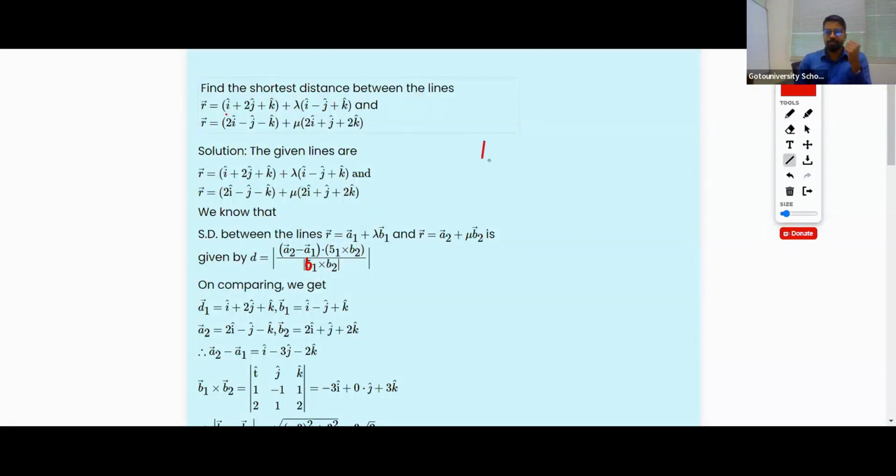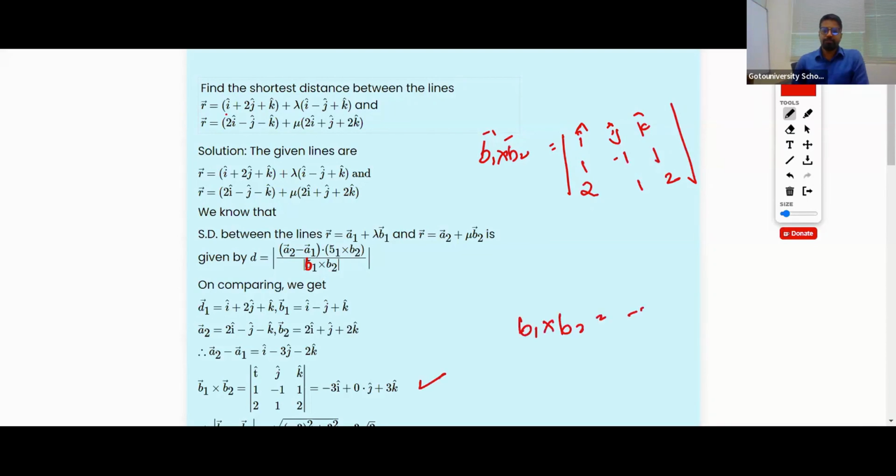Cross product is nothing but a determinant, right? Determinant of this, which we have already understood from the previous class. So we'll just directly write the values of this: vector 1, minus 1, 1. This is 2, 1, 2. So when you solve, this is what you're getting. That is b1 cross b2 is minus 3i plus 3k. Okay, and its magnitude can be taken as the square root of 3 squared plus 3 squared, which is 3 root 2.